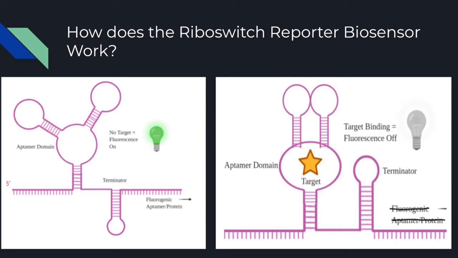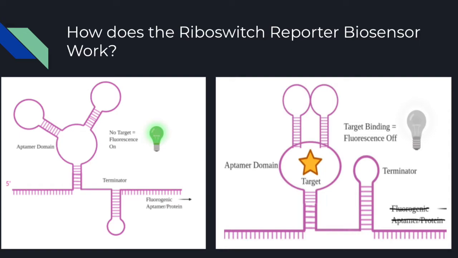So how does a Riboswitch reporter biosensor work? Well, a Riboswitch reporter has a structure called an aptamer domain. The cyclic diGMP binds to the aptamer domain. If the cyclic diGMP binds to the aptamer domain, it turns on a terminator signal. The terminator, as you can see on the first image, is turned off. It's in a down position, which means that there's no cyclic diGMP present. Therefore, it will continue transcription upstream, and therefore it will fluoresce.